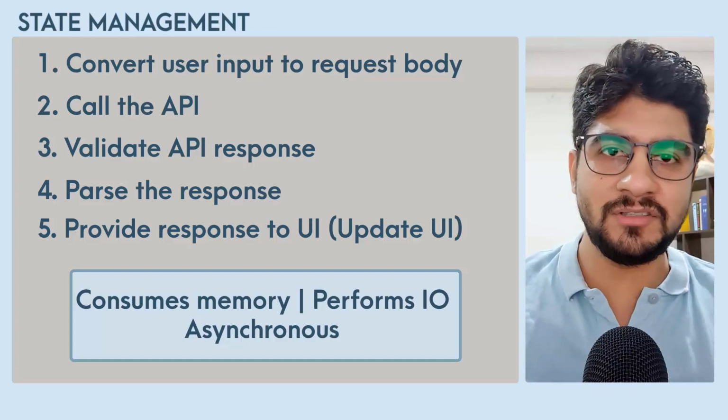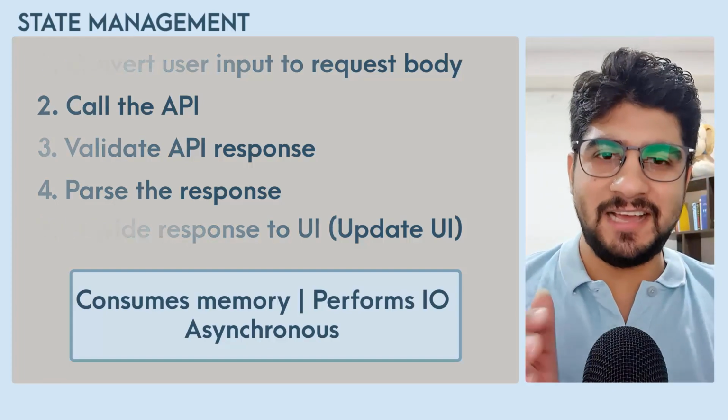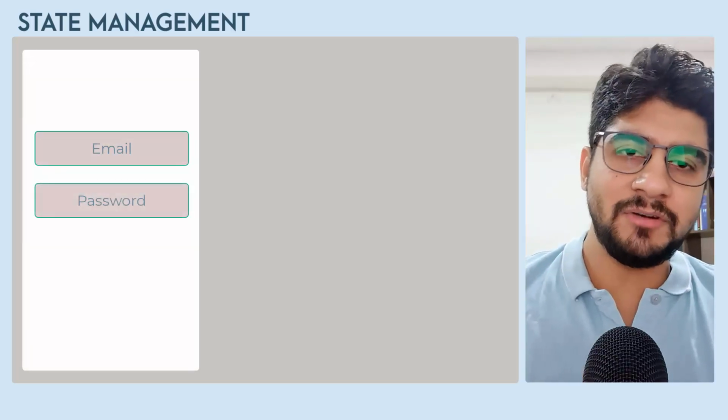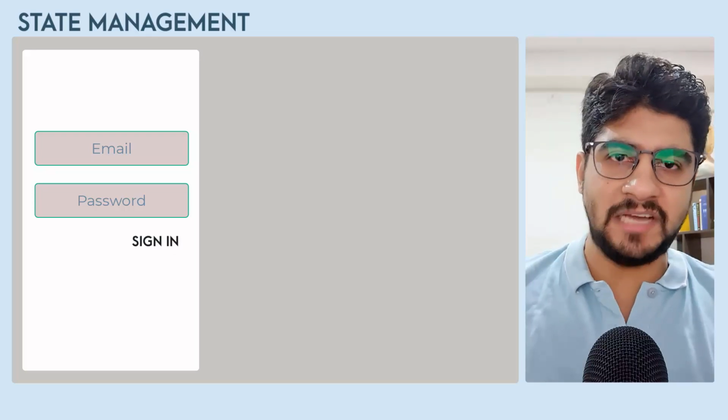So this is what state management is. Now let's consider another example. Suppose a screen has two text fields, an email field and a password field. It has a bottom button, sign in.